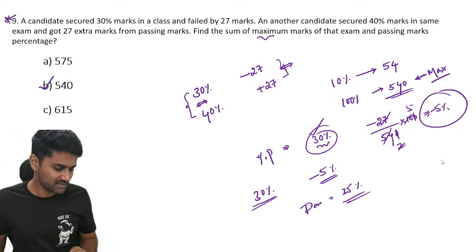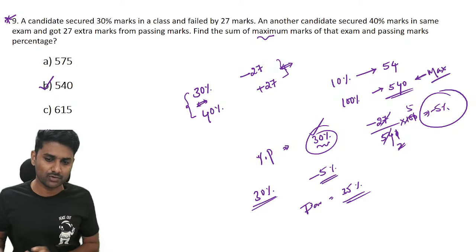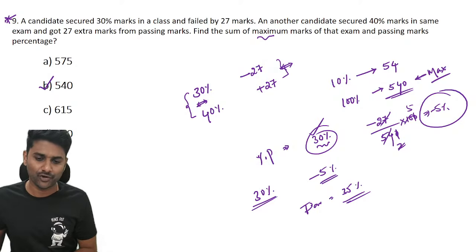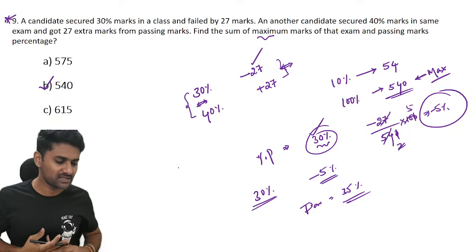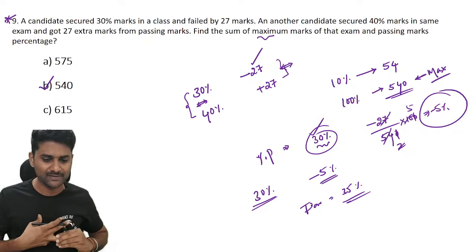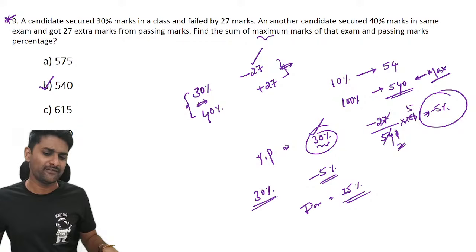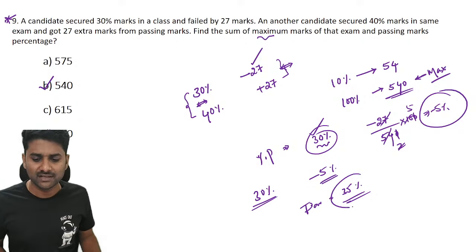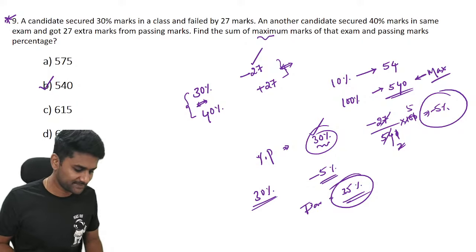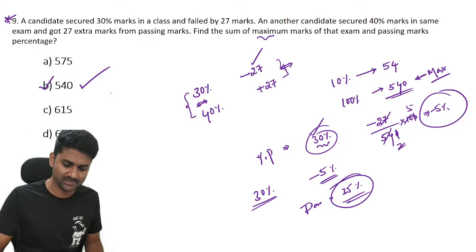Is the concept clear? The person already got 30 percentage. You know that the total maximum mark in the exam is 540, and that person failed by 27. Then 27 is what percentage of 540? It's exactly 5 percentage. The person needs those 5 percentage of marks, right? That's why the pass percentage is 35. So total marks is 540, pass percentage is 35%.